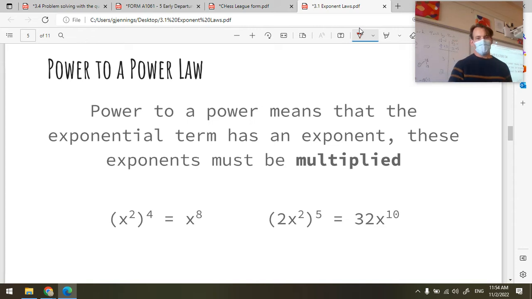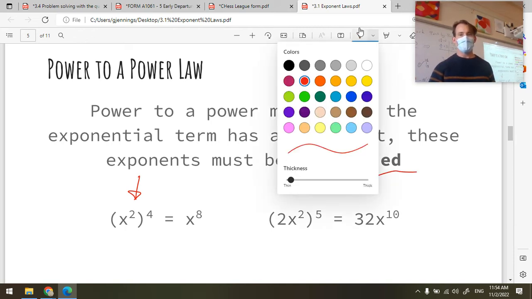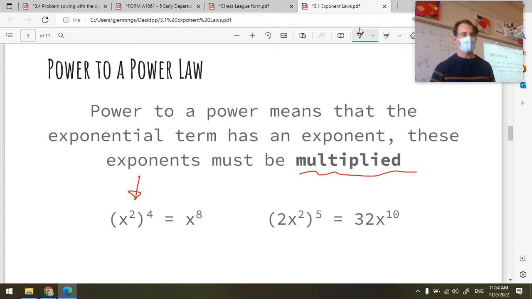Power to a power law. All right, this is when you have a situation like this where you're raising one power to another exponent. In this case, you're going to multiply the exponents together. Let's get ourselves an algebraic example. X to the a, brackets, raised to the power b. What's that going to be? X to the ab, yeah.